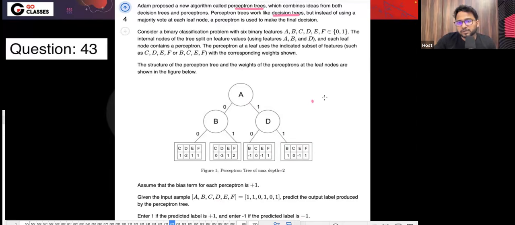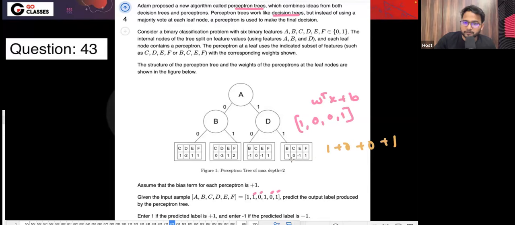So what is the formula for the perceptron? W transpose X plus B. You just need to check the sign of that. So you are going to take B, C, E, F. A you are not going to take, D you are not going to take. So 1001. These are the four feature values, for which the weights are given. So 1 into 1 is 1, 0 into something is 0, minus 1 into 0 is 0, and 1 into 1 is 1 again, right? So basically it will be 2, and the sign of this is greater than 0. So it will be predicted as plus 1.